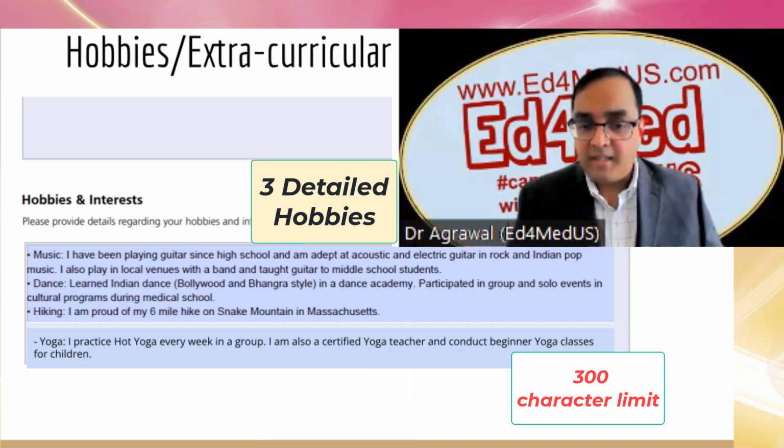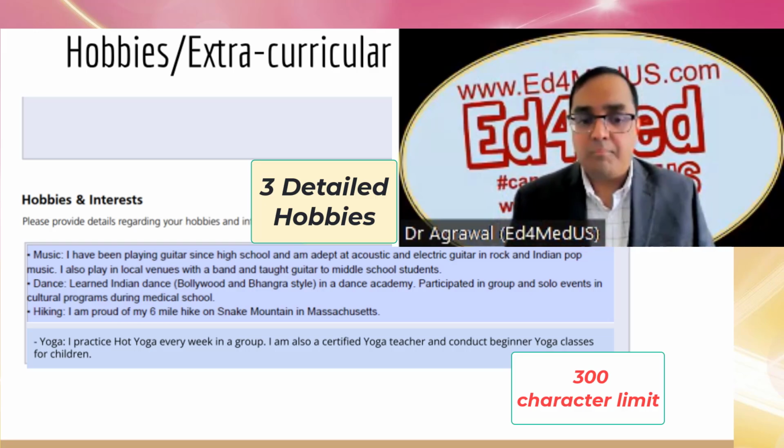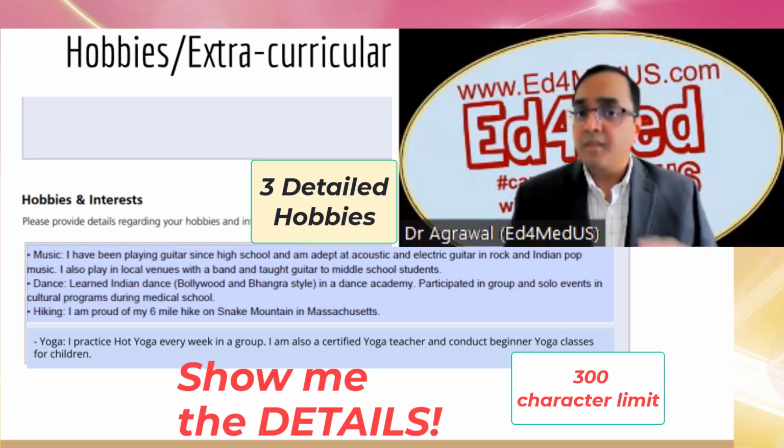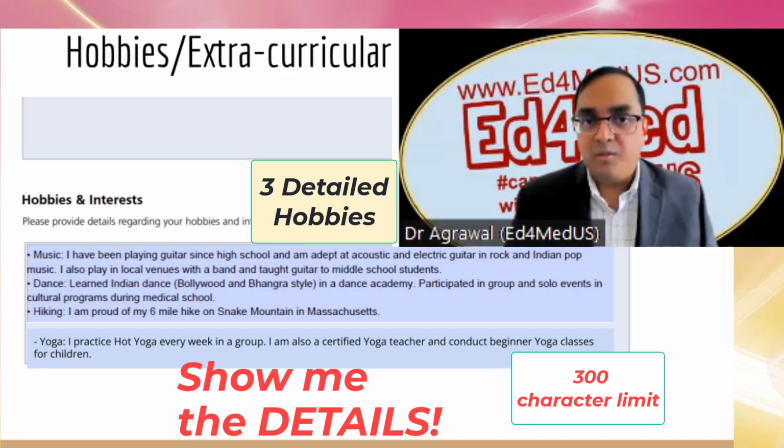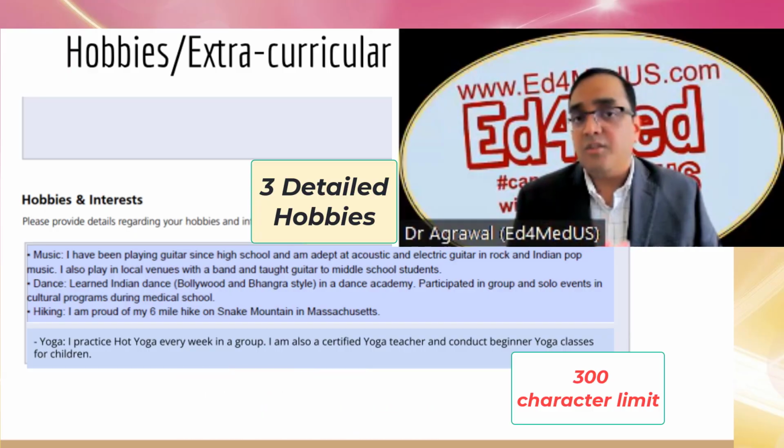Music: I play guitar, I play acoustic guitar, I play electric guitar. This is the kind of music I play and I do teach other students. It's a very good description. Don't write things like, I like music. You have to give more details, because you really want to show that this is something that's of interest to you.